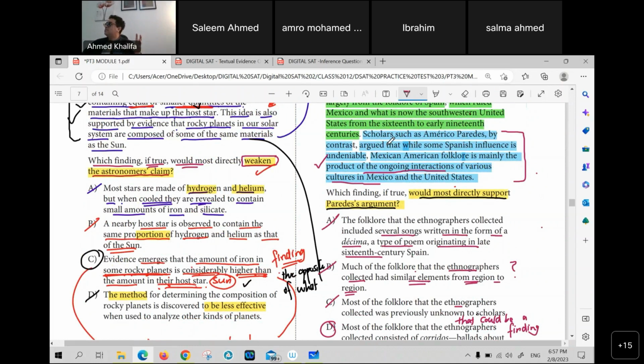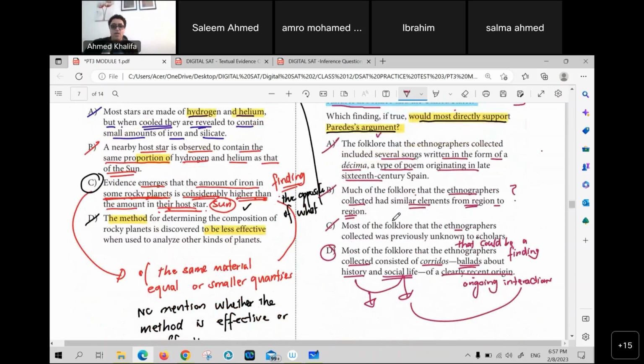Okay, is everything fine? Good. Omar Hani said he doesn't understand. Let me answer Omar first. Omar, I am saying: what would most directly support Bradis's argument? What did Bradis say here, Omar? Can you read it? A scholar such as Americo Bradis, by contrast, says that while some Spanish influence is undeniable, Mexican American folklore is mainly the product of the ongoing interactions, with social life, people dealing with each other, of various cultures in Mexico and the United States.